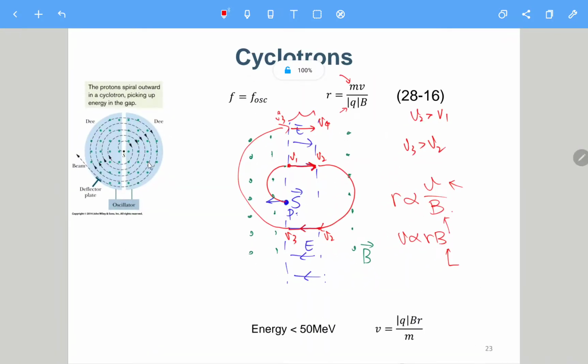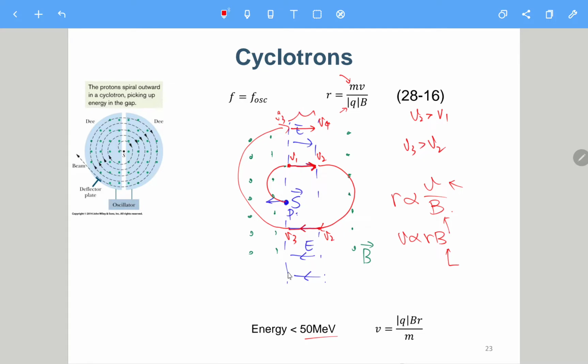So in this case, as much as you know, we need to generate a B field, and we need energy. So we need to generate a uniform B field in a large region, which is difficult. So for this cyclotron, the energy is limited to 50 MeV, which is not really large. But yeah, the idea is easier to understand.